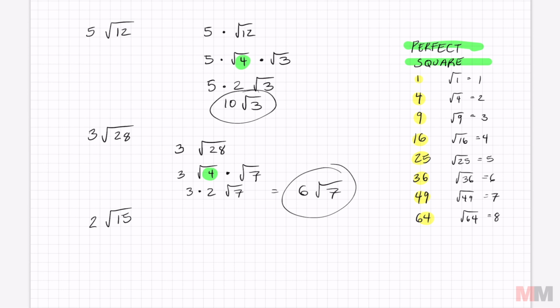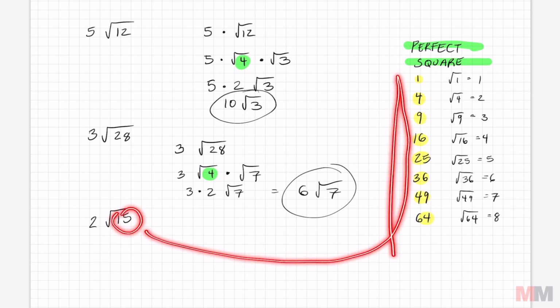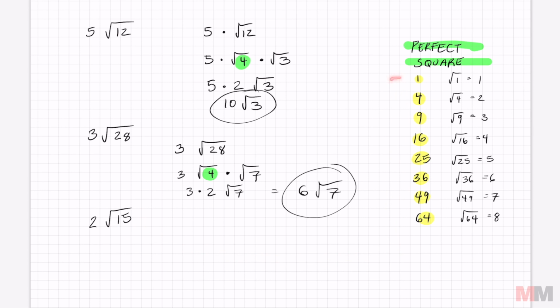And the last question, we got 15 on the inside, and if you look over here, I don't think 15 can be divided by any of these evenly. I tried to trick you with that one. That is already simplified. So sometimes you don't even have to do anything.